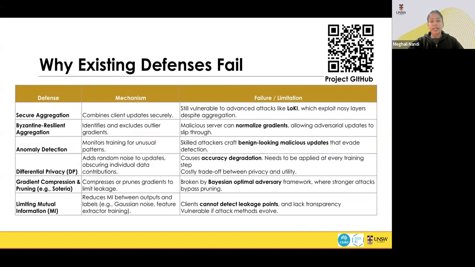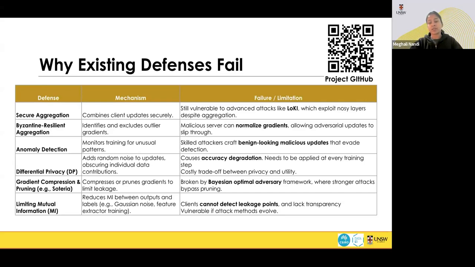So why do existing defenses fail against this attack? We have multiple defenses like secure aggregation, Byzantine-resilient aggregation, anomaly detection, differential privacy, gradient compression and pruning, and limiting mutual information. All these types of defenses basically try to make the updates or the weights sent by the clients secure, like using monitoring or identifying what kind of outliers are there. However, all these kinds of defenses were surpassed by the LOKI attack.